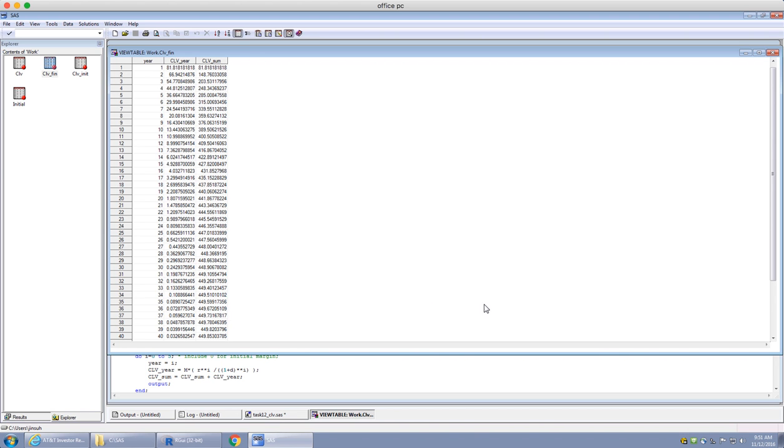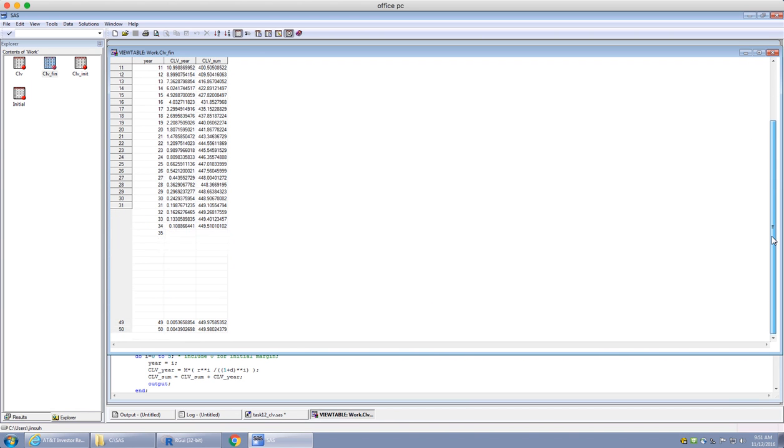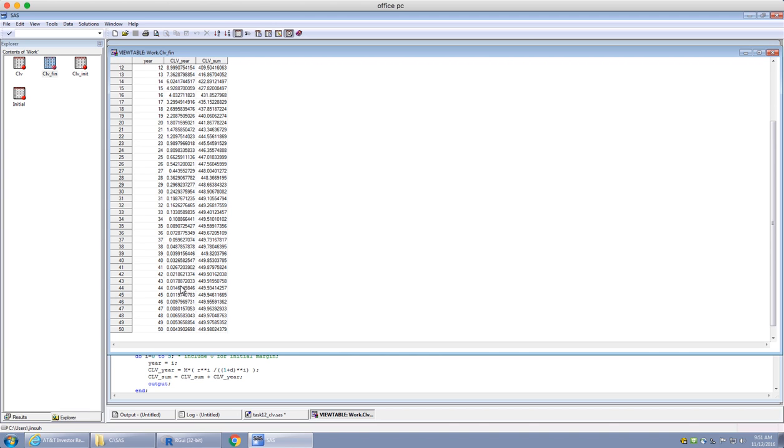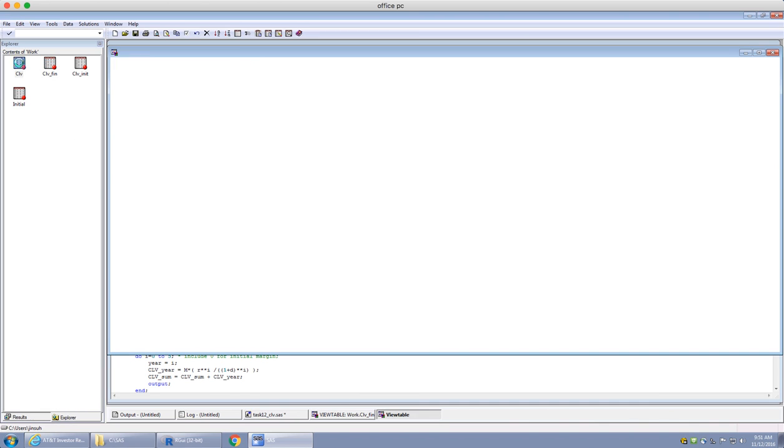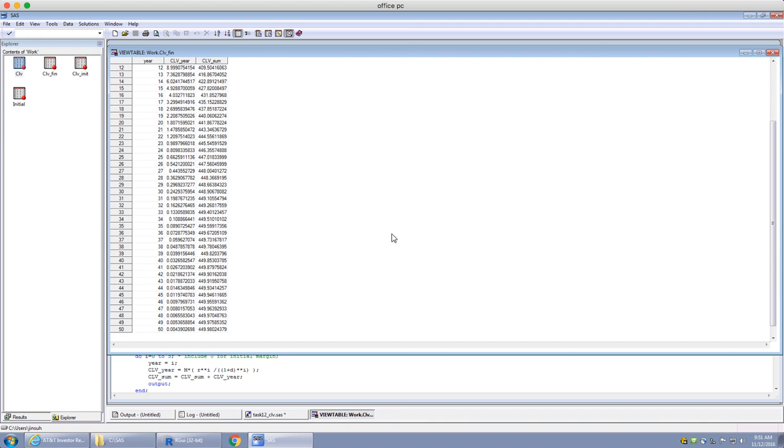In the last column here, you probably notice that the CLV for 50 years is 449.98, which is very close to the infinite case of 450. You remember that in the infinite case, I got a CLV of 450. So with a setting of 50 years, it's pretty much very close to infinite, and that's why you get a very similar value. Okay.